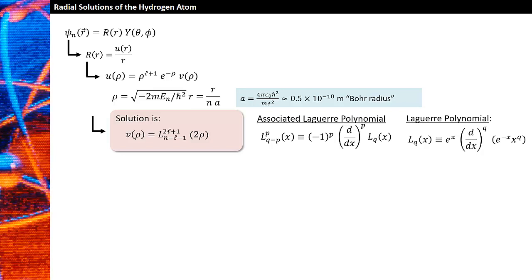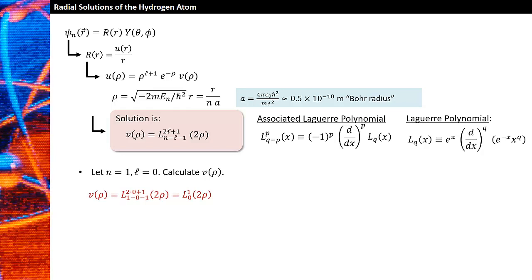So this seems like a lot of nested information here, where what we need to do is figure out v of rho first, then we plug that in for u of rho, and then we plug that in for R of r, and then we have the radial solution for the hydrogen atom. So let's just do an example to see how that works. Let's take n equal to 1 and l equal to 0, the ground state. And let's calculate the function v of rho, and then follow where it goes in the steps back up to the original function R of r, the radial function here.